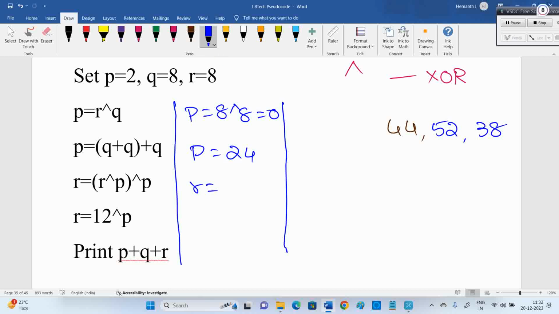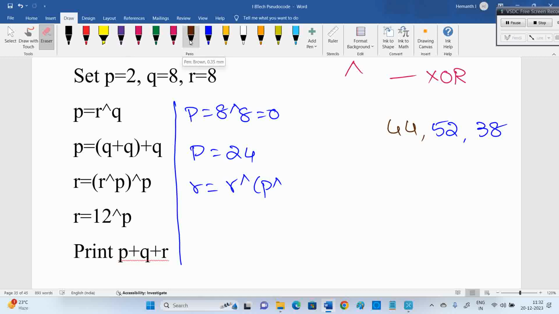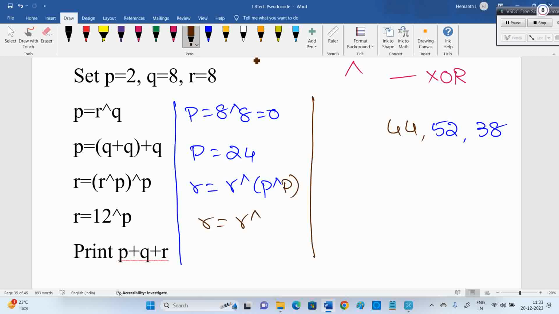Then R equal to R XOR P XOR P. I can put the bracket like R XOR P XOR P also. That bracket can be changed. We know the associative rule in maths: A into B into C, first A into B, then multiplying with C also you can convert. So I can do like this. P XOR P is what? 0. R XOR 0? R. Okay, P XOR P is 0, R XOR 0 is nothing but R. Right. Then what is the next step?